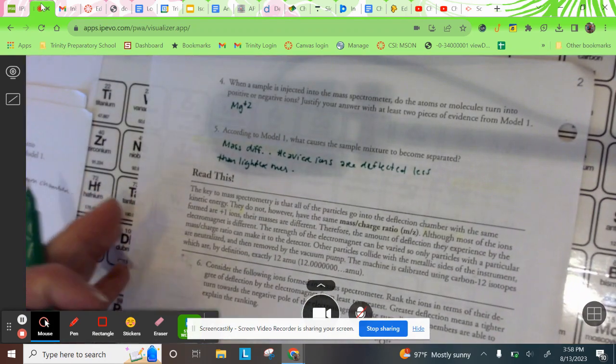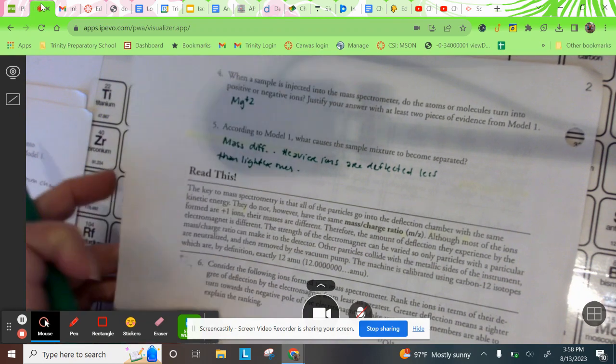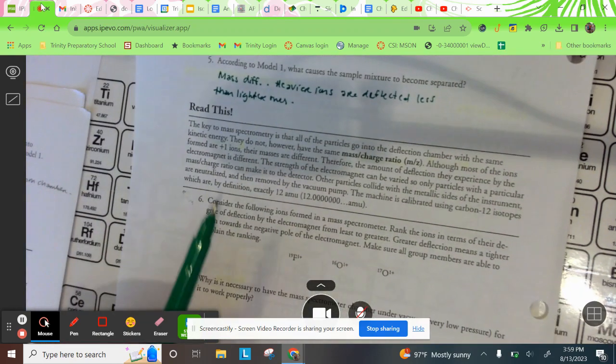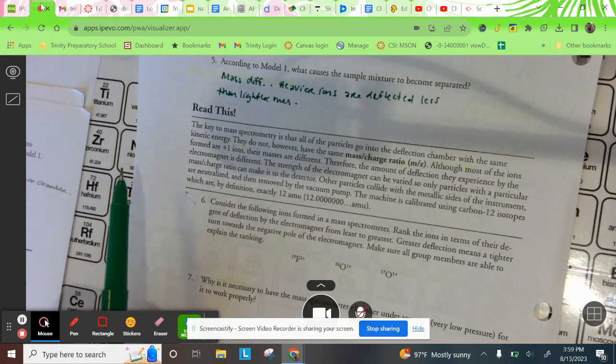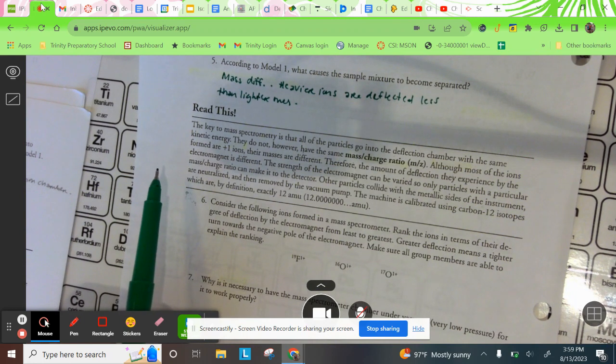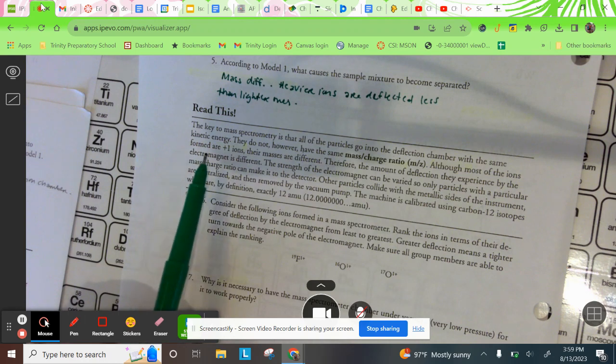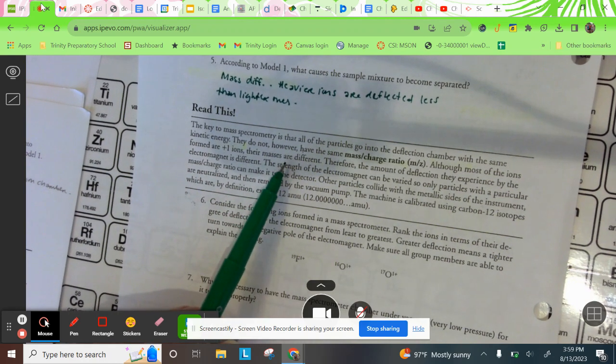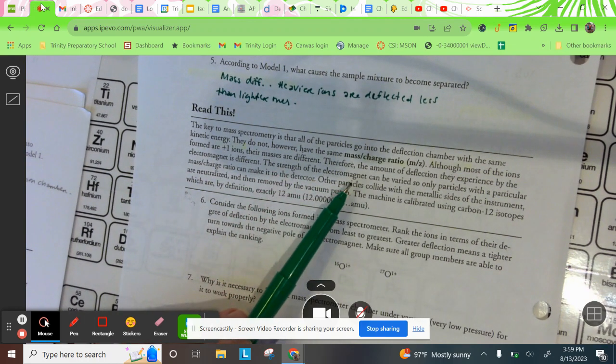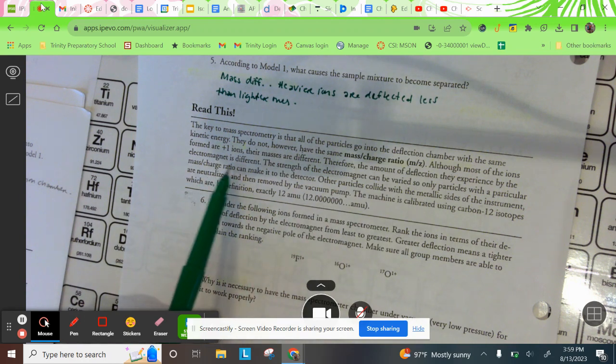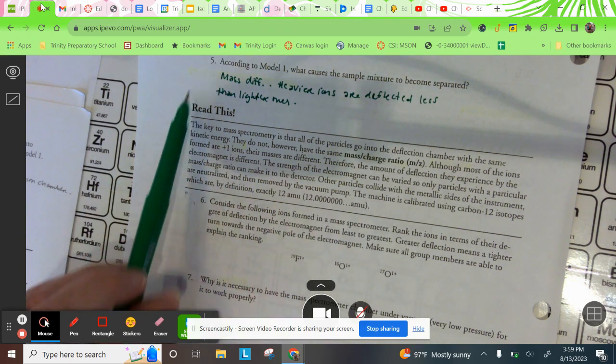Okay. All right, the key to mass spectroscopy is that all the particles go into the deflection chamber with the same kinetic energy. They do not, however, have the same mass to charge ratio. Although most of the ions are +1 ions, their masses are different. Therefore, the amount of deflection they experience by magnet is different. That's like literally what you said for number 5.